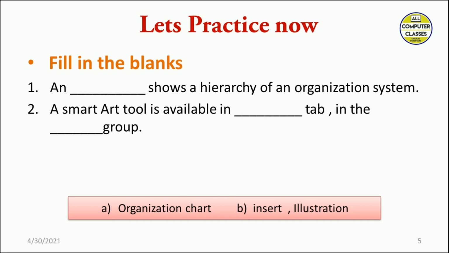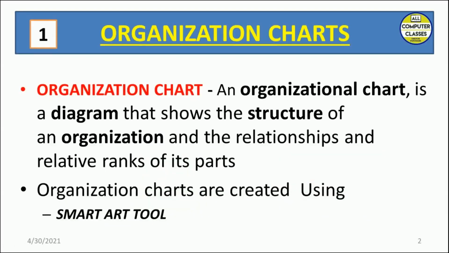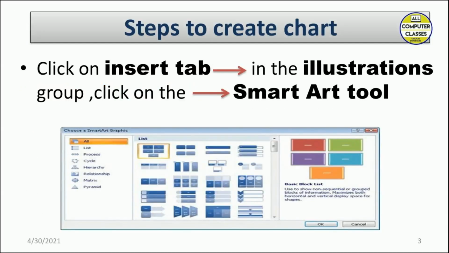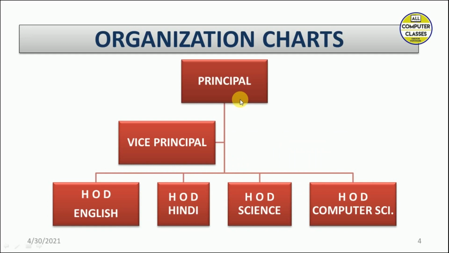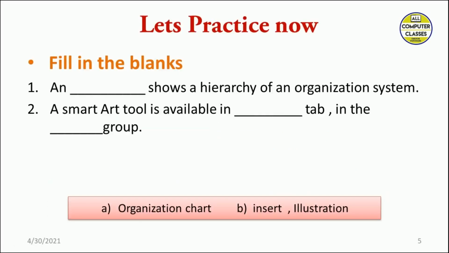Fill in the blanks. Dash shows a hierarchy of an organization system. So organization chart shows the hierarchy of an organization system, right? And smart art tool is available, where do we find the Smart art tool? It is found in the insert tab, and in illustrations group, right? So students, you must write the definition of organization chart and write this much steps to create, this much only. Don't draw this diagram, and then draw this diagram if you want to, and write down these two fill-ups, right?